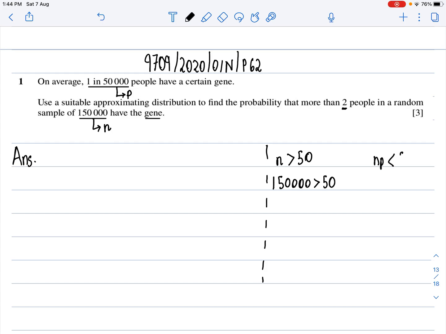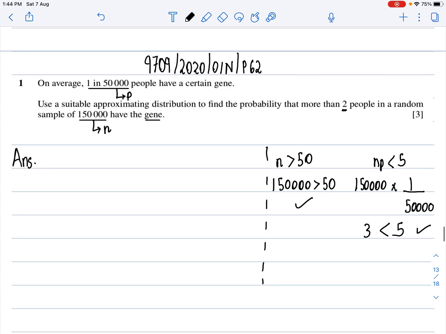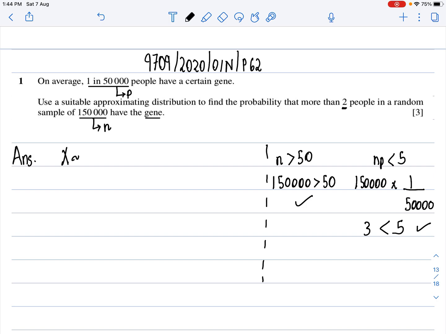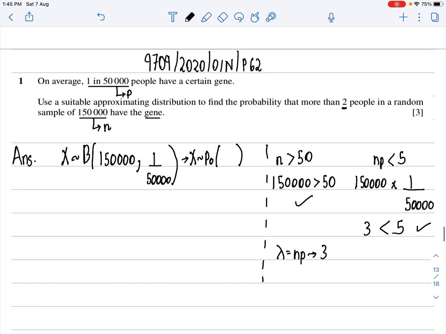Now I have my np, which needs to be less than 5. This is 150,000 multiplied by the probability, which is 1 over 50,000. I simply solve this on the calculator and I get my answer as 3. And as you know, 3 is less than 5. So both the conditions have been satisfied. That means I can convert this from the binomial, which was n comma p, 150,000 comma 1 over 50,000, to the Poisson with lambda equal to np. In this case, np is 3, so I have my lambda as 3.